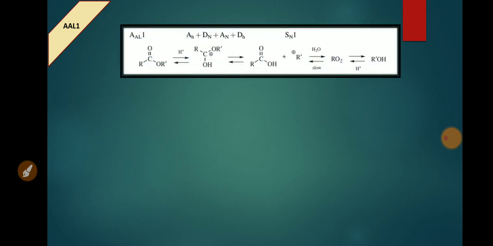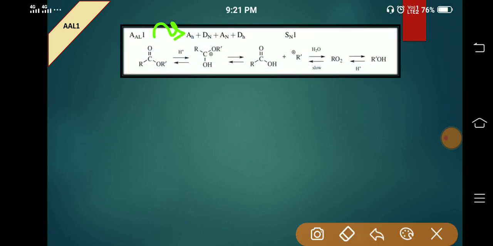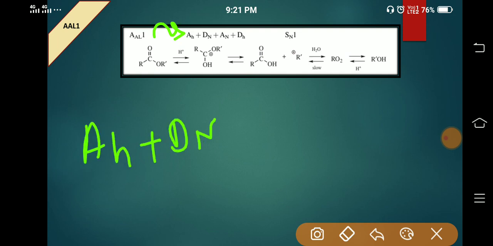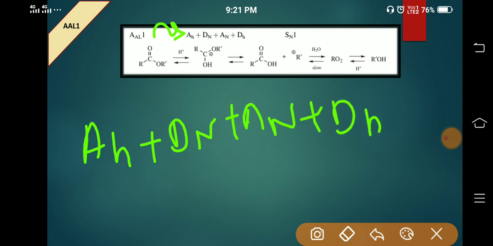The third mechanism is AAL1. Acid catalyzed alkyl cleavage unimolecular. Its IUPAC nomenclature is AH plus DN plus AN plus DH. Also it is carried out by using the SN1 mechanism.